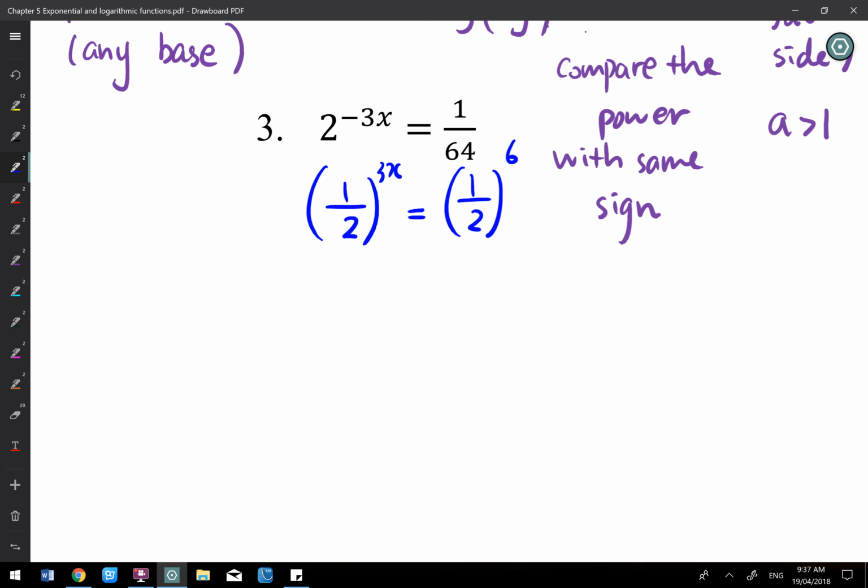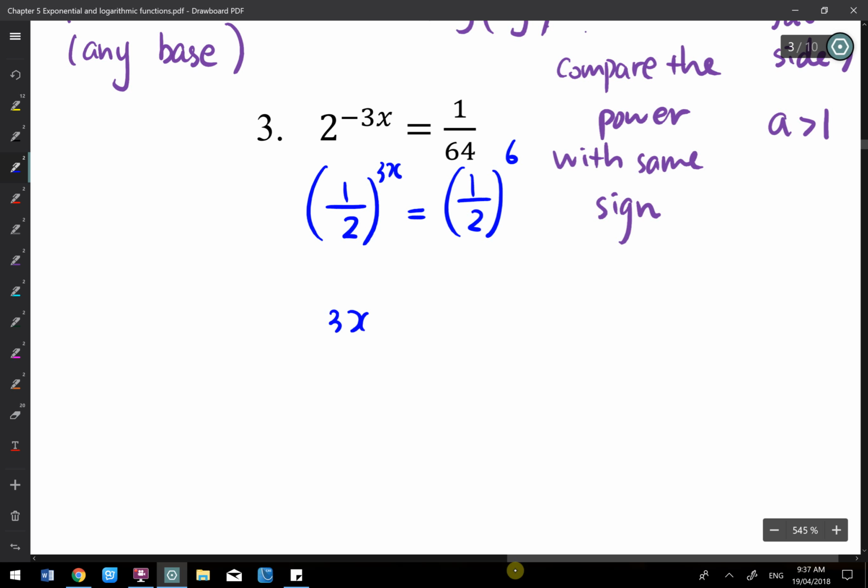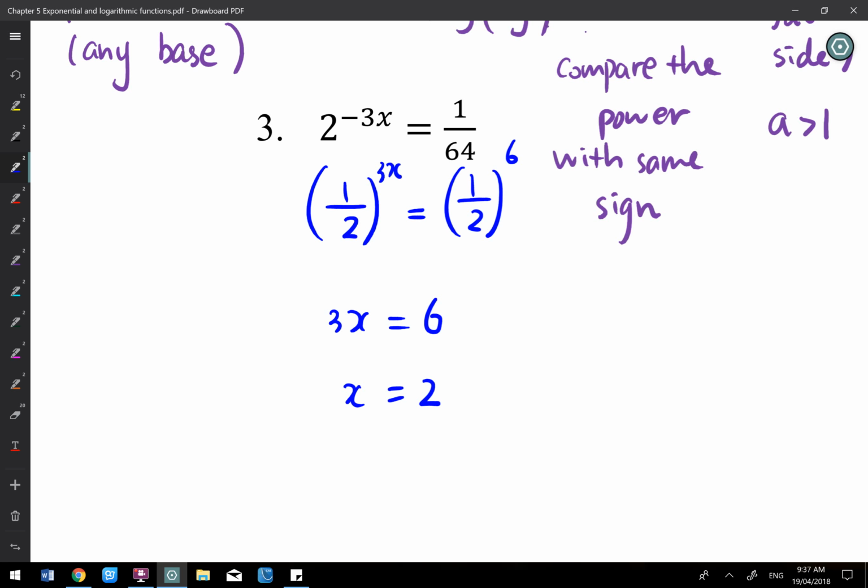So now we have the same base. For equations, I don't need the base to be greater than 1. I can have any base, greater than 1 or in between 0 and 1. That's all good. So a half is good. What I can do is 3x equals 6. They have the same base, which is a half. Now I equalize the power. I have 3x equals 6 and x equals 2.